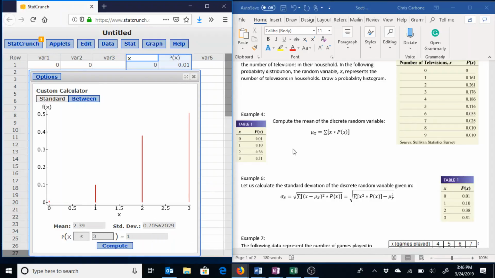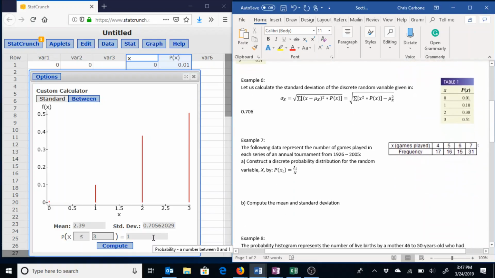So that's where we got the 2.39 for the mean from example 4 here. I'll just type down here right now: 2.39 for the mean, and the standard deviation was, according to this, 0.706. That's where we got those values from class.